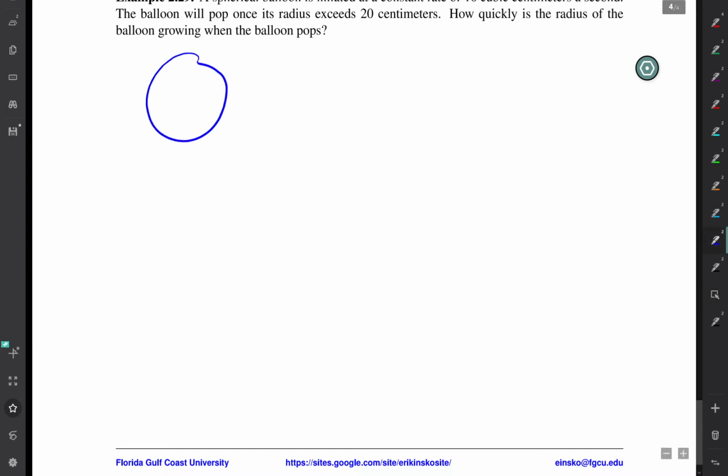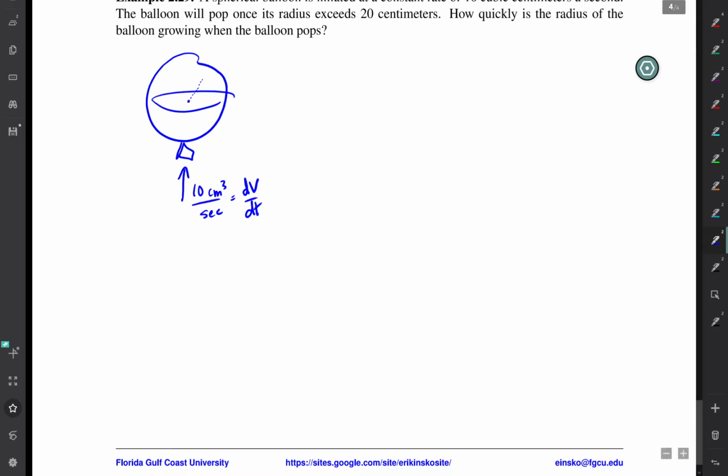You have a spherical balloon, and we're pumping air into it, from a hose or something, at 10 cubic centimeters a second. So that's how quickly the volume is changing with respect to time. So that's dV/dt. It says the balloon will pop once the radius exceeds 20 centimeters. How quickly is the radius of the balloon growing when the balloon pops?